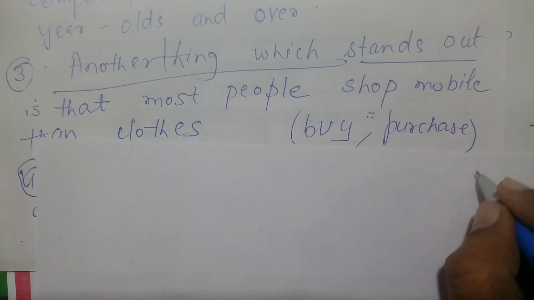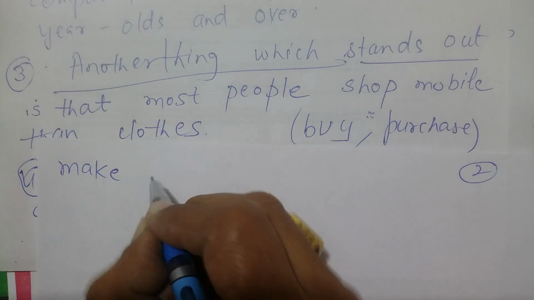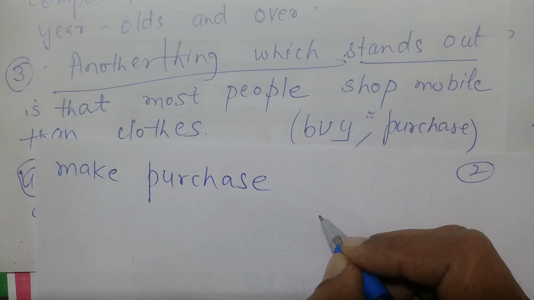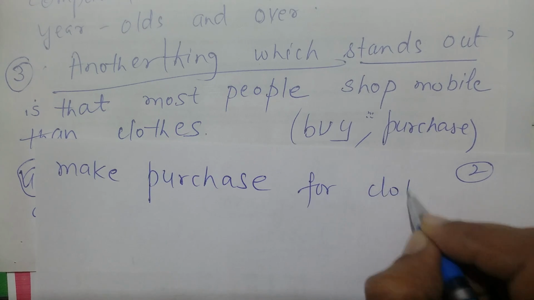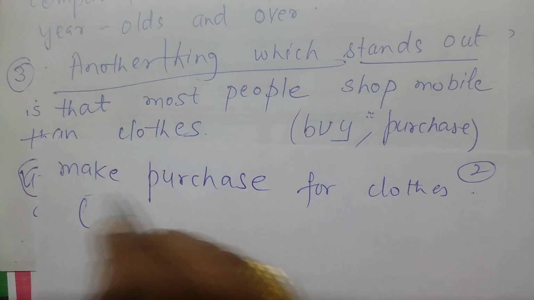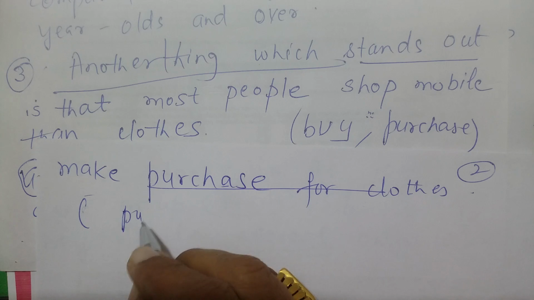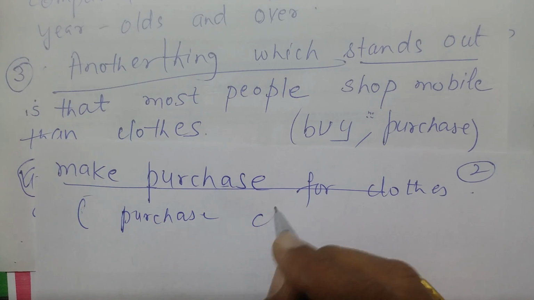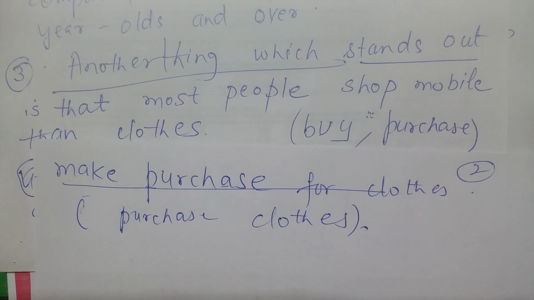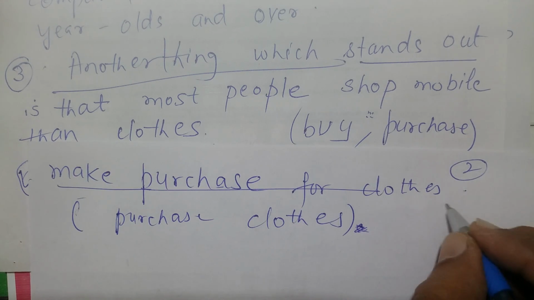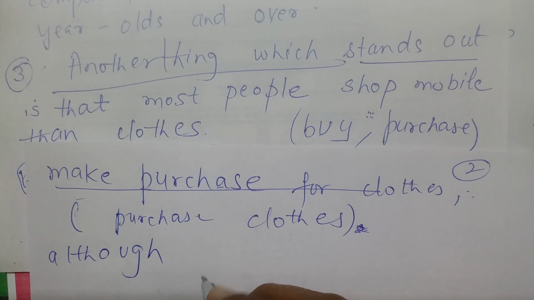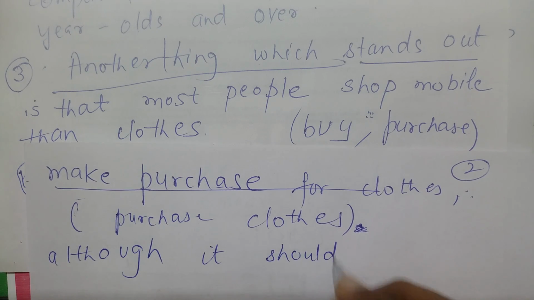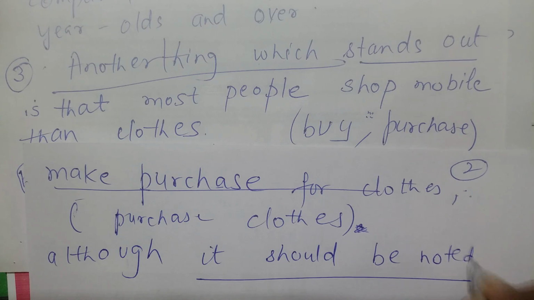Make, buy we used, purchase we can use here. Purchase for clothes, or you can use another language also for this one complete line, there is no need to write make also. Purchase clothes, fine. Now there is no full stop, sorry. After this I am going comma, although, fine. It should be noted that this language is important.